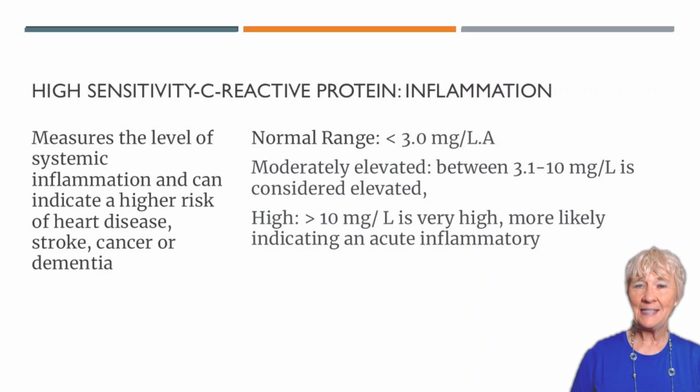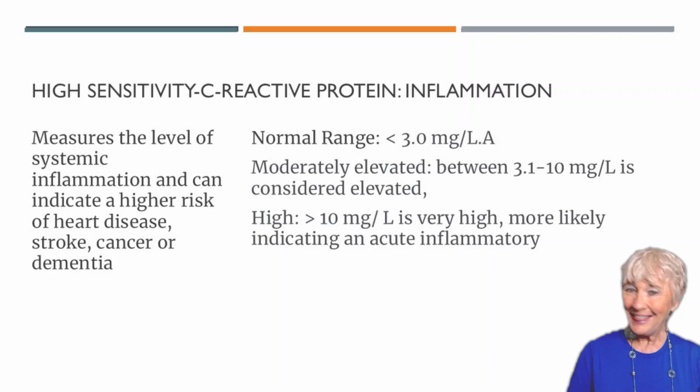So what is high sensitivity C-reactive protein? I'll bet your doctor doesn't run this one very much. The reason I like it as a metabolic health practitioner is it tells me a lot about the generalized inflammation in your body. We know that systemic inflammation can influence a lot of different bodily functions. First of all, your brain is exquisitely sensitive to whole body inflammation. So we know that high levels of HSCRP indicate a higher risk of heart disease, stroke, cancer, or even dementia.